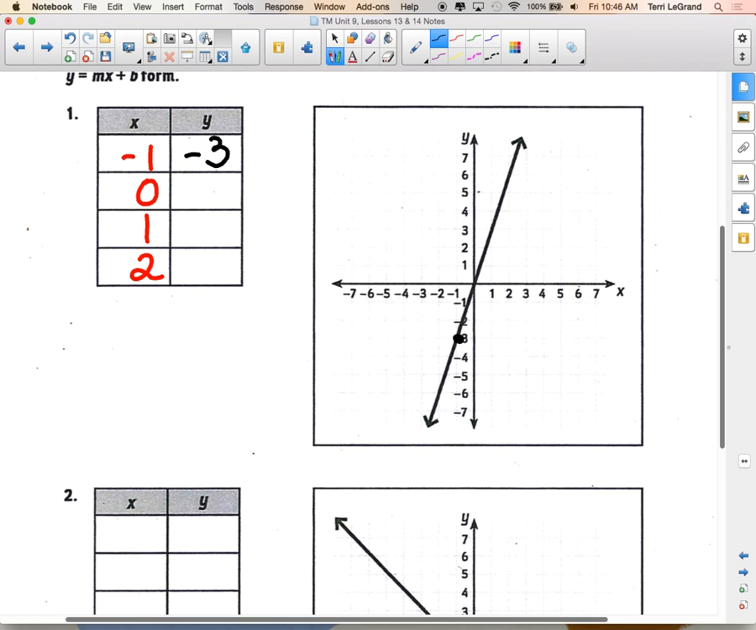So we're kind of working backwards. Instead of getting the ordered pair name and putting that point on the graph, we're getting the point from the graph and putting it in our xy table. So now we're going to go to where x is equal to 0. And where x is equal to 0, what is the y value for that ordered pair? 0. Okay, now you get the other two.